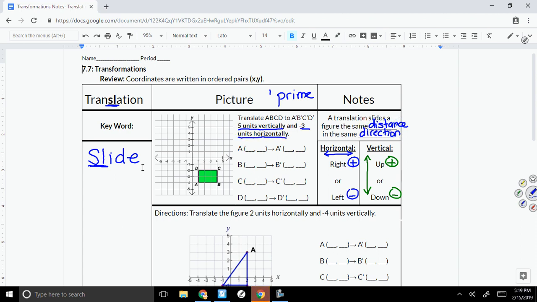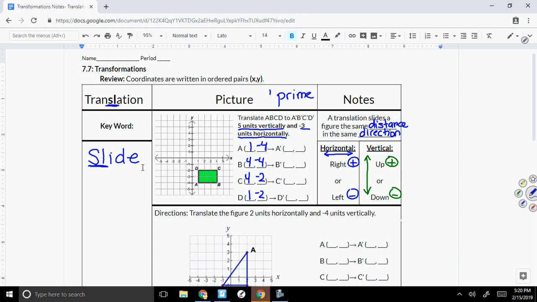I'm going to first figure out where exactly each one of these points is. So I'm just going to write down their coordinates from where they start. A is currently at 1, -4. B is at 4, -4. C is at 4, -2. And D is at 1, -2.